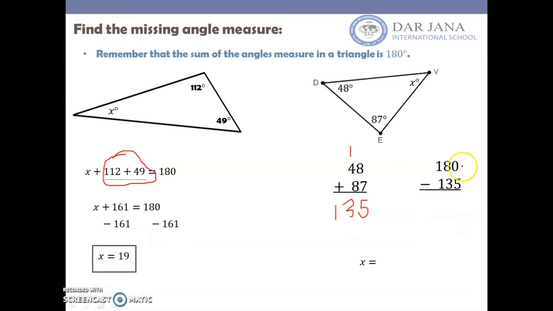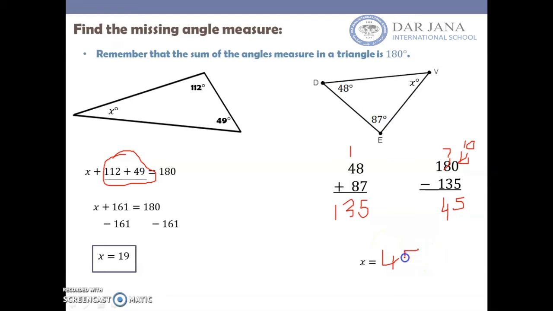So 180, 0 minus 5, I cannot, so this will be 7. And this will be 10. Sorry for my handwriting. Now 10 minus 5, it's 5. 7 minus 3, it's 4. 1 minus 1, it's 0. So the answer is 45. So the missing angle is 45.